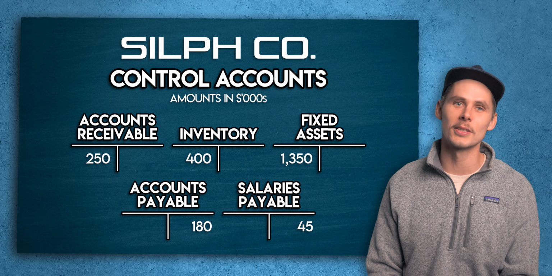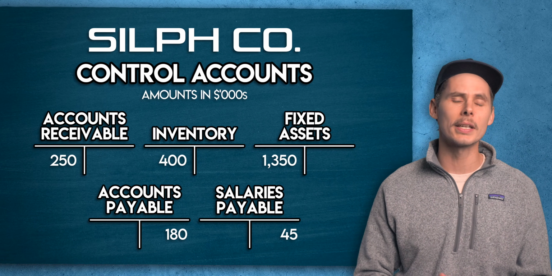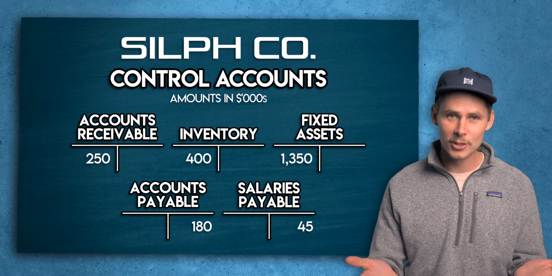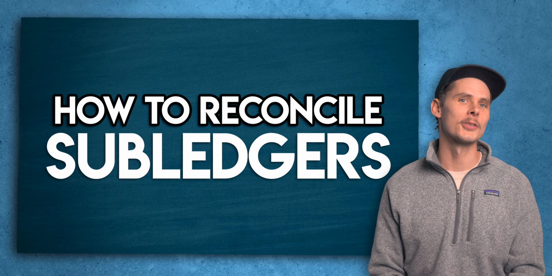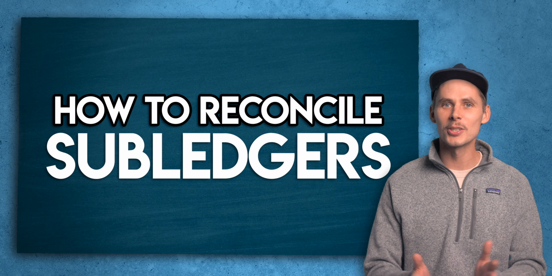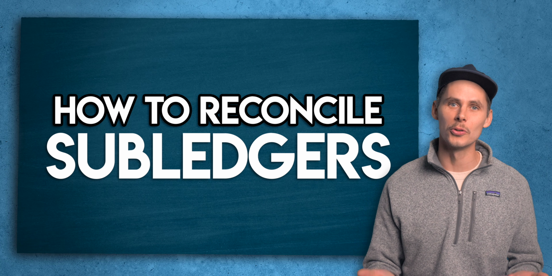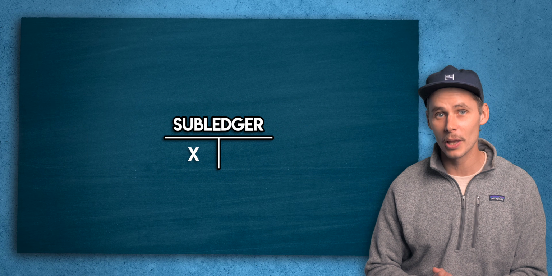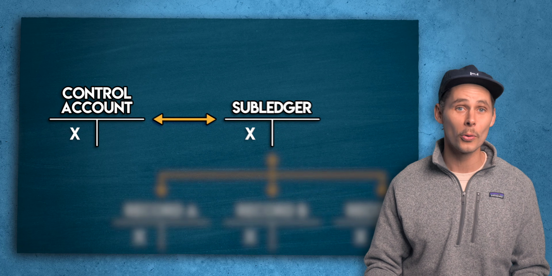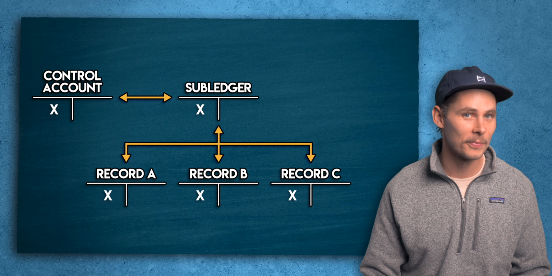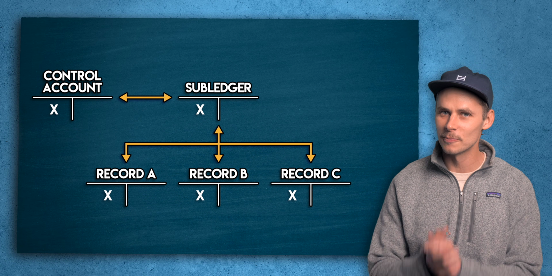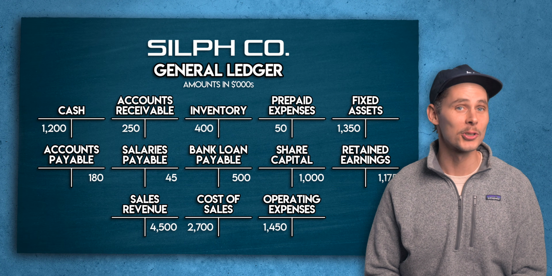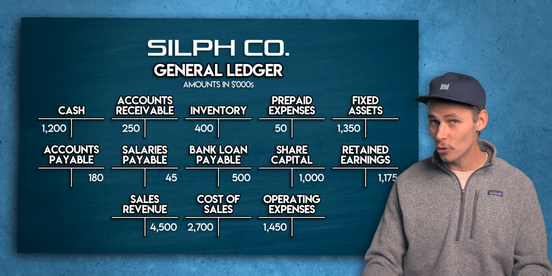But that raises a question. How do we know the balance in a control account actually agrees with its subledger? We reconcile them. How do you reconcile a subledger? When we reconcile something, we compare 2 sets of records to make sure they agree. In this case, we're checking that the total of the subledger matches the balance of its control account in the general ledger. It's easier than it sounds. Let's walk through an example. We'll reconcile Silph Co's Accounts Payable Subledger against their Accounts Payable control account.